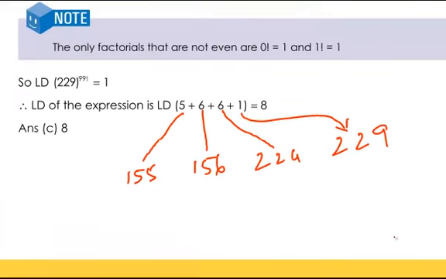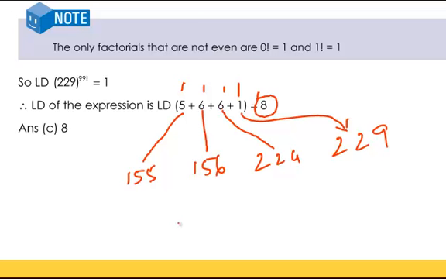So now we have found the last digit of each of the terms: 5, 6, 6 and 1. So what will be the last digit? The sum of these last digits will be 18. So the last digit is what? 8.